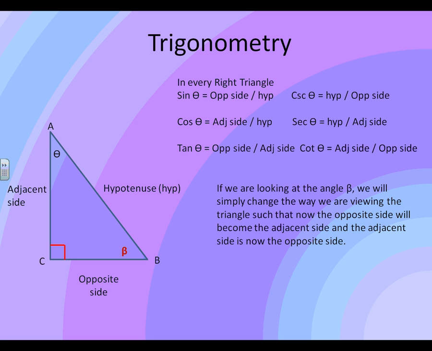such that now the opposite side will be the adjacent side, and the adjacent side will now be the opposite side. So when we have that, we would have something that looked like that right there. If we're looking at beta, the opposite side is now the side between A and C, and the adjacent side is the side between C and B. The hypotenuse remains the same.